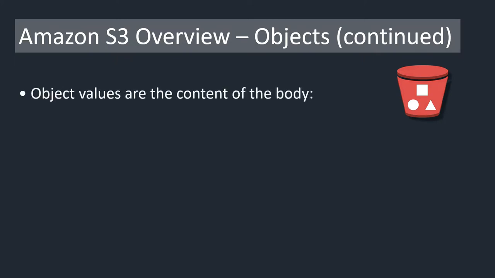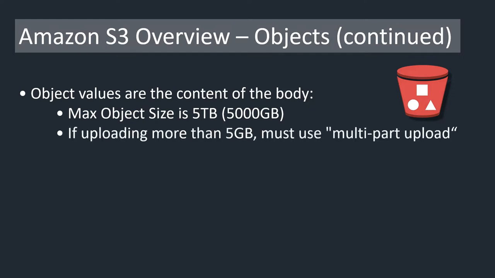Okay, so now let's go again to the object. The object's values are the content of the body. The maximum object size on Amazon S3 is 5 terabytes, so 5000 gigabytes, which is a huge object, but you cannot upload more than 5 gigabytes at a time. So if you want to upload a big object of 5 terabytes, you must divide that object into parts of less than 5 gigabytes and upload these parts independently, in what's called a multi-part upload.